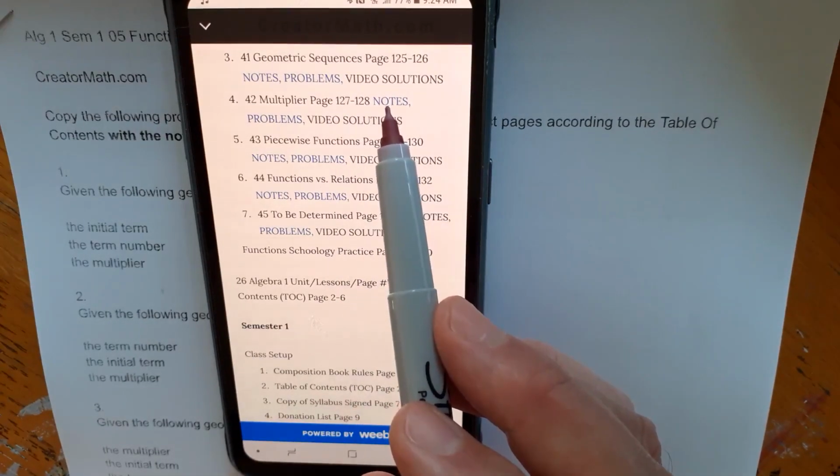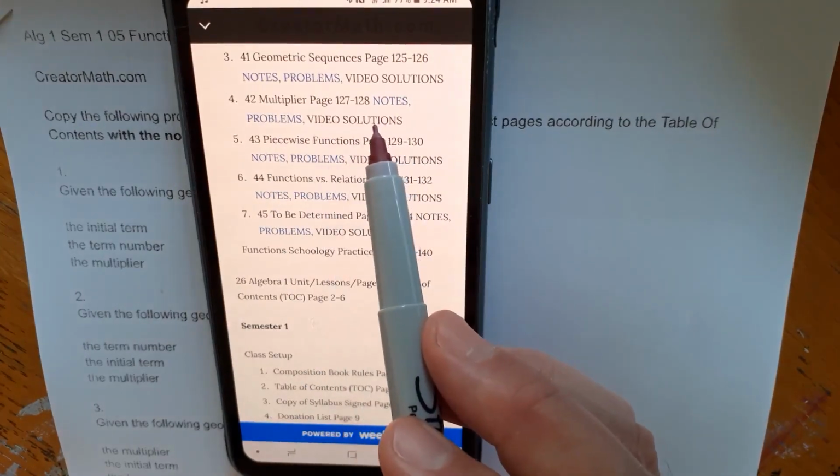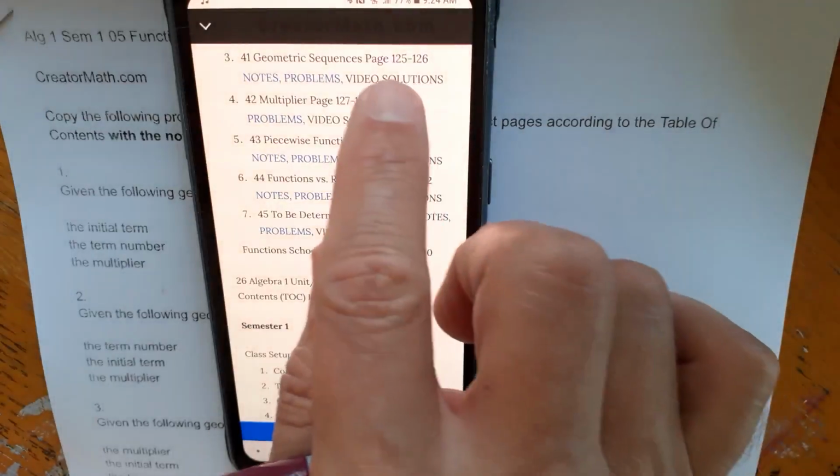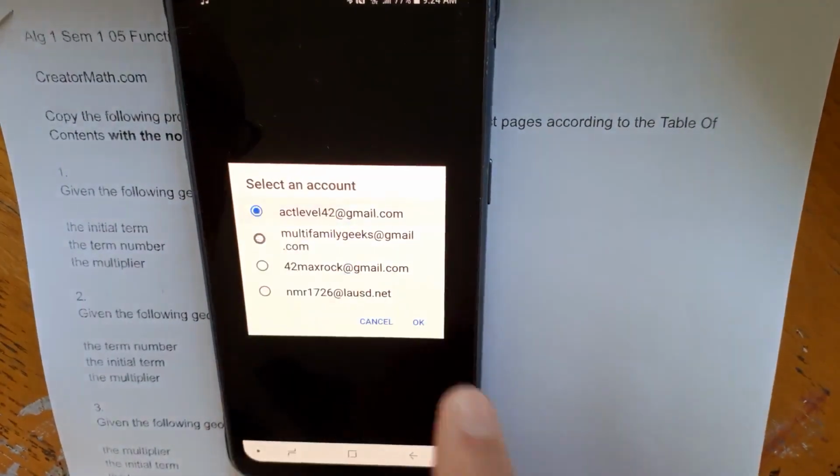Here are the notes that we're going to look at briefly. Here's the problem set we're going to go over, and this video will be linked here to video solutions if everything goes well. So we're going to click notes. Fair warning, it takes me twice to open some of these sometimes.